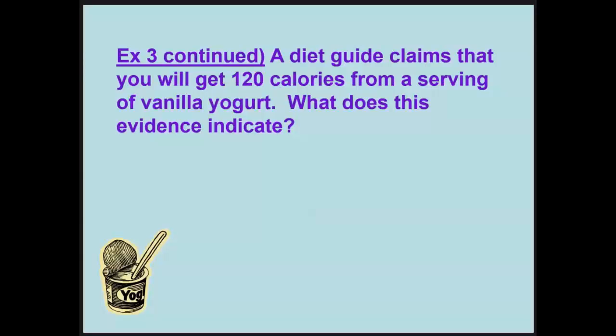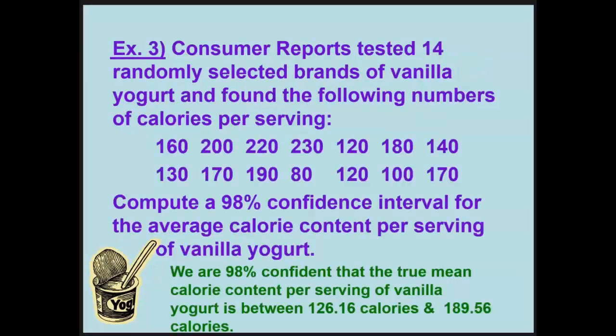Does our confidence interval match that it's around 120? So let me go back to where our numbers were. Our confidence interval was between 126 and 189. So that value of 120 is not in our confidence interval, which means there isn't evidence to support 120 as a valid serving.